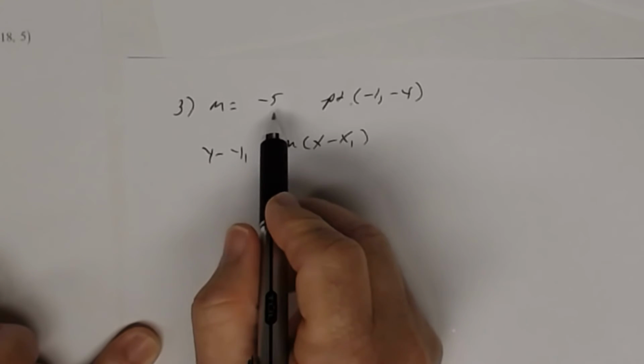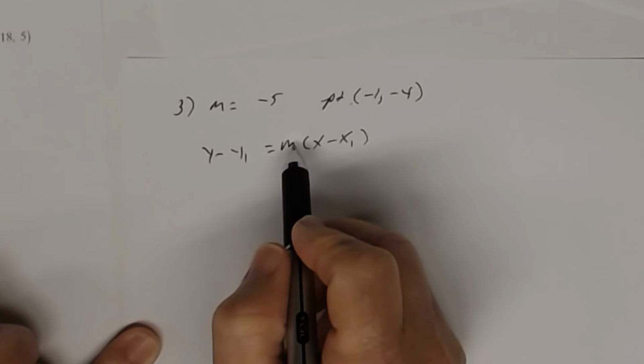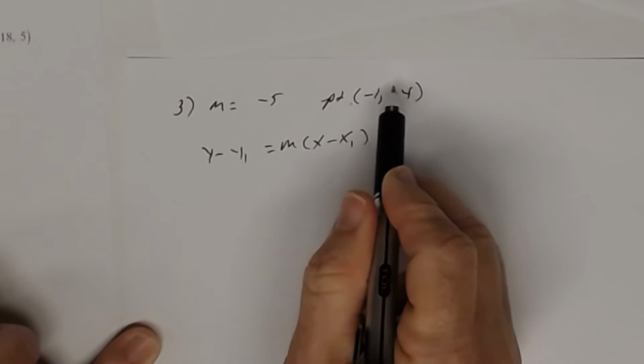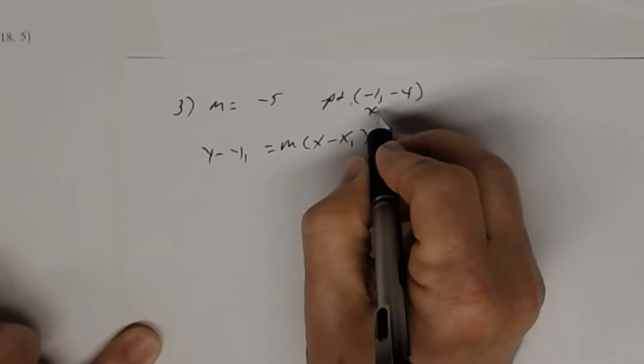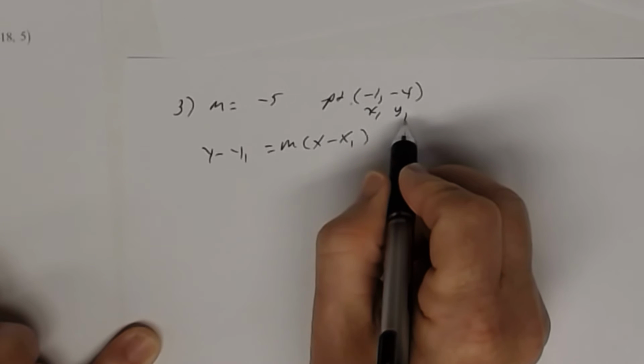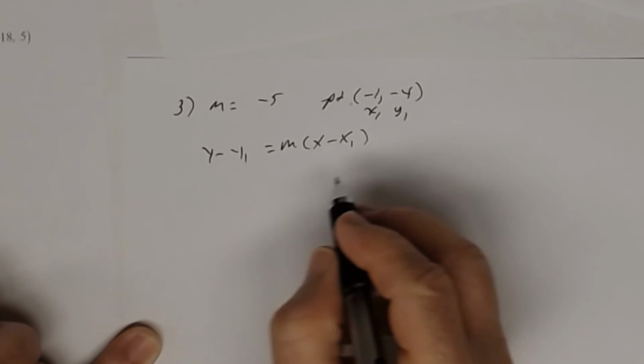But we got to substitute now. So my slope is -5. In place of m, I'm going to substitute -5. And in place of the x1, y1, I'm going to substitute these coordinates. So this is x1, this is y1. In place of x1, I'll substitute -1, and in place of y1, I'll substitute -4.